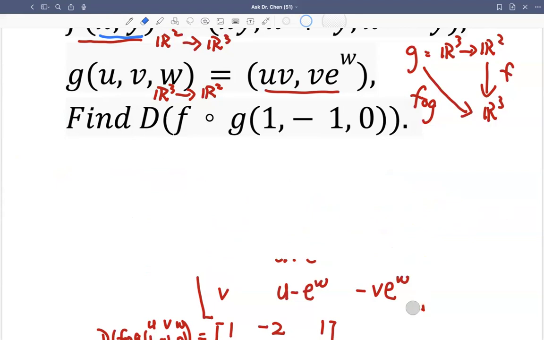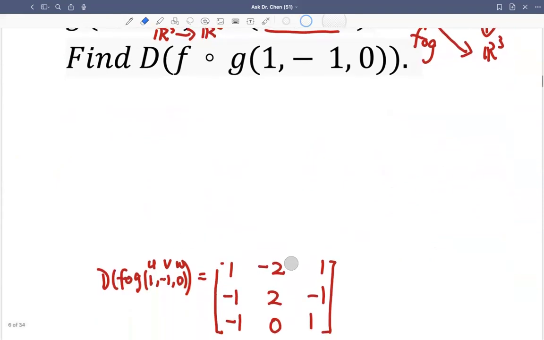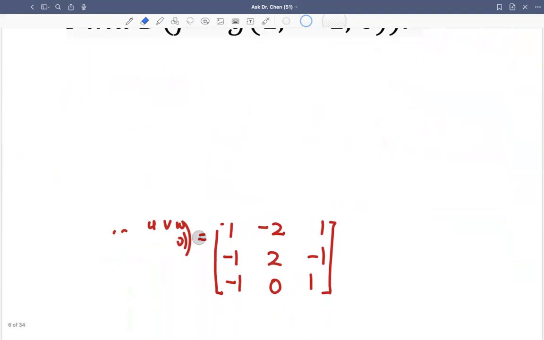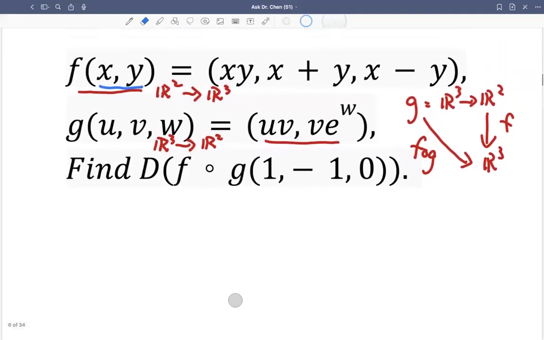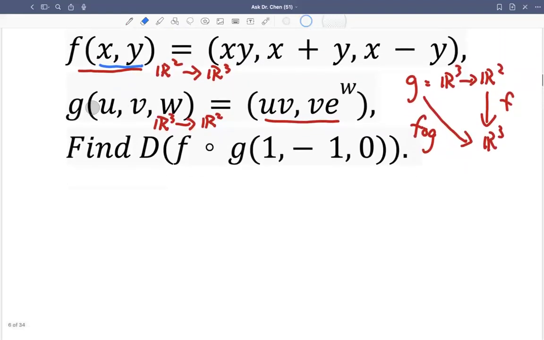Second method, we have to calculate the derivative, the rate of change of f in terms of each variable, and the rate of change of g in terms of every variable, then multiply the two matrices. Okay, let's do that. So f goes from 2 space to 3 space. So df should be a 3 by 2 matrix.